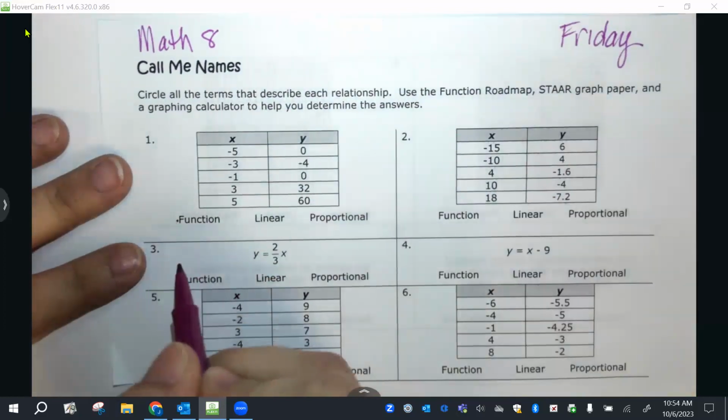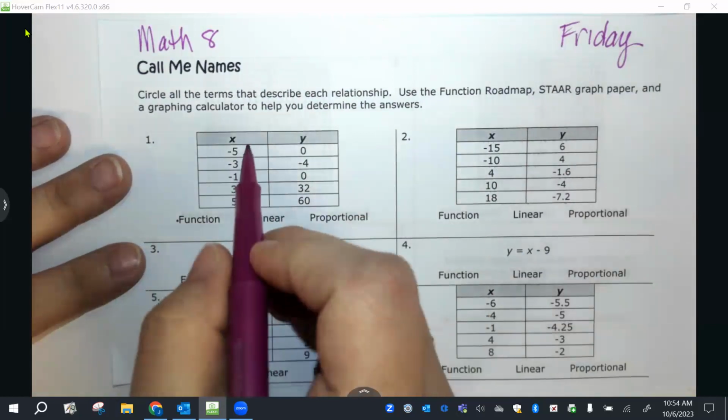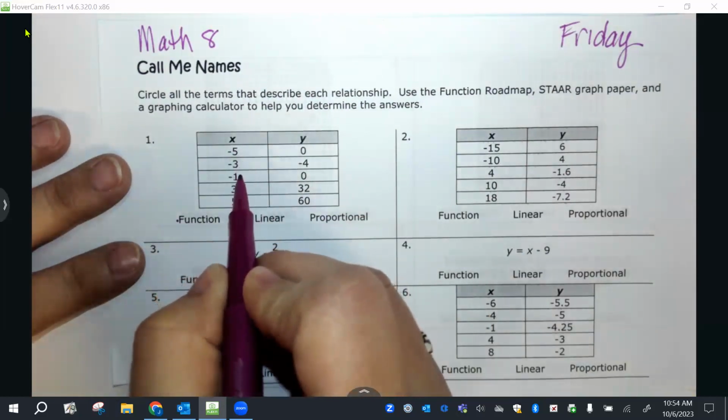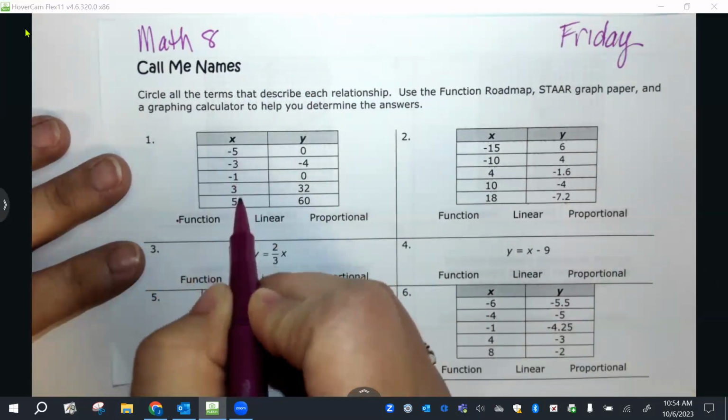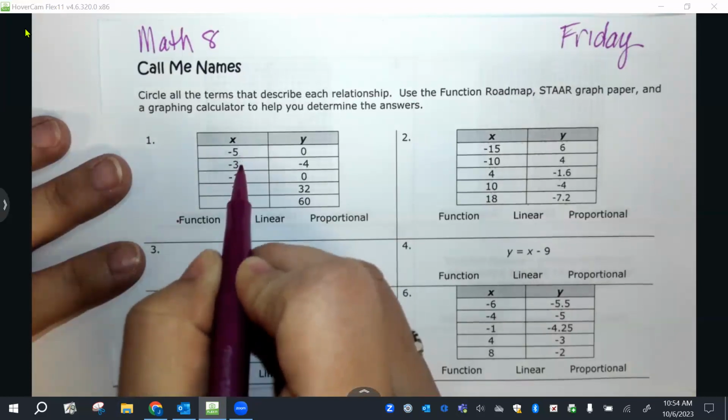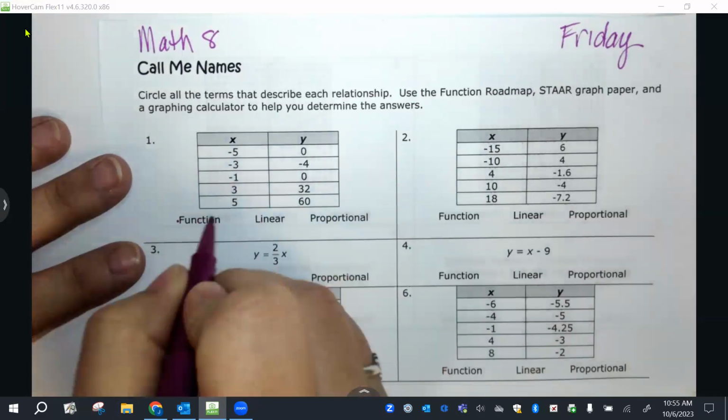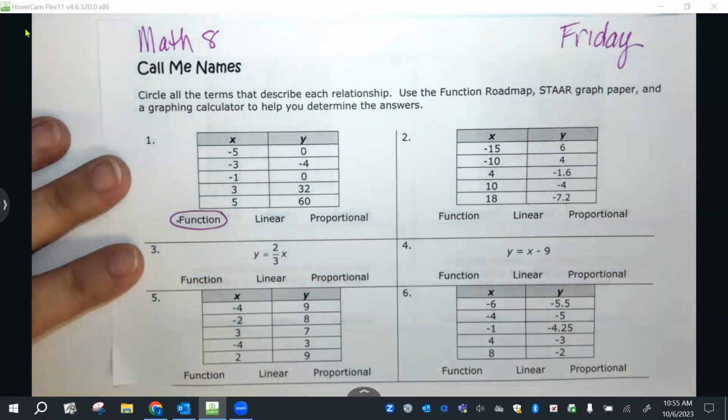So first of all, let's look if it's a function. Remember, for functions only the X's are important and they cannot repeat. Now I see a 3 and a 5 and a 3 and a 5, but these are positive, those are negative. So we're okay with that. So it is a function.